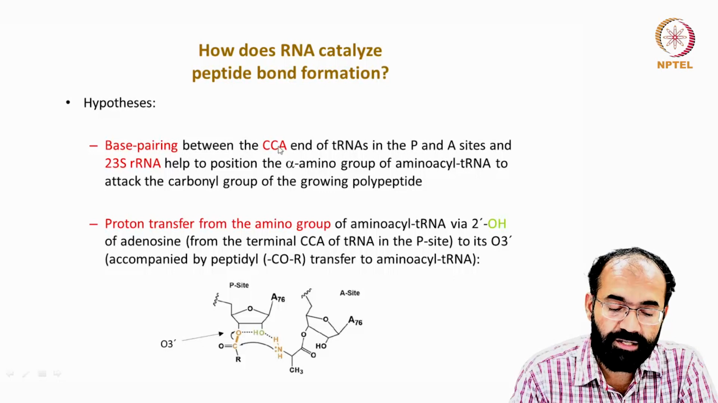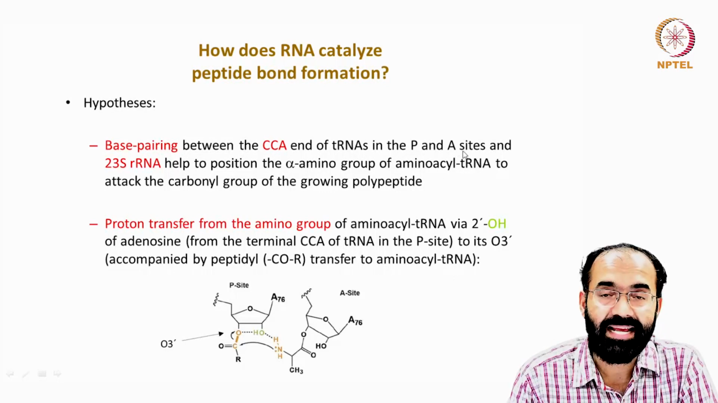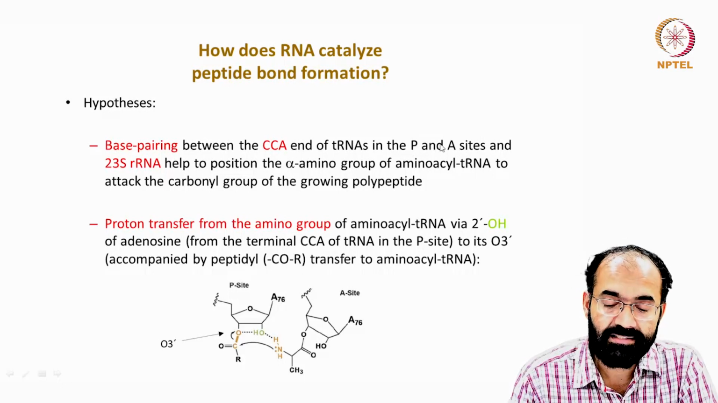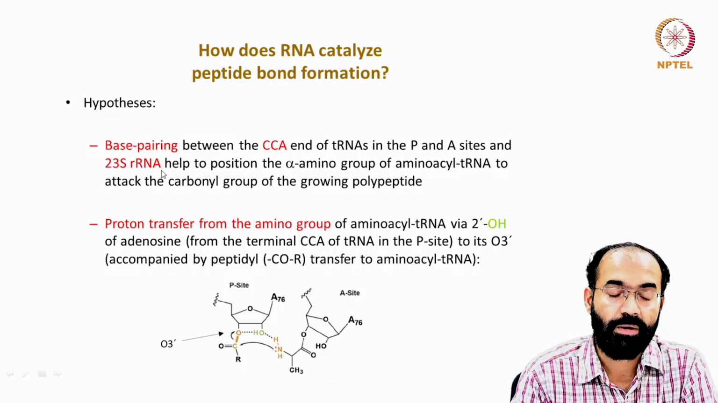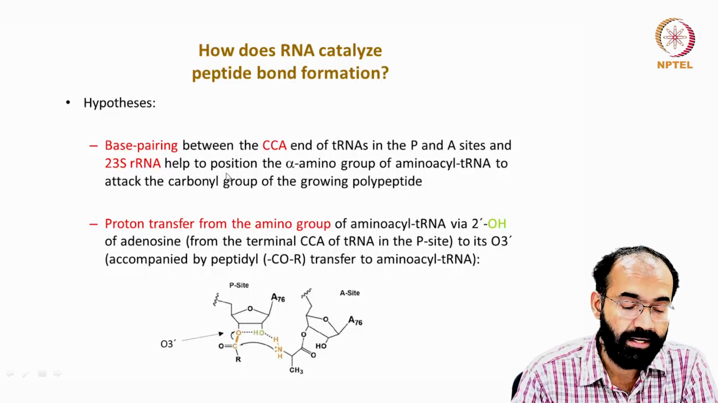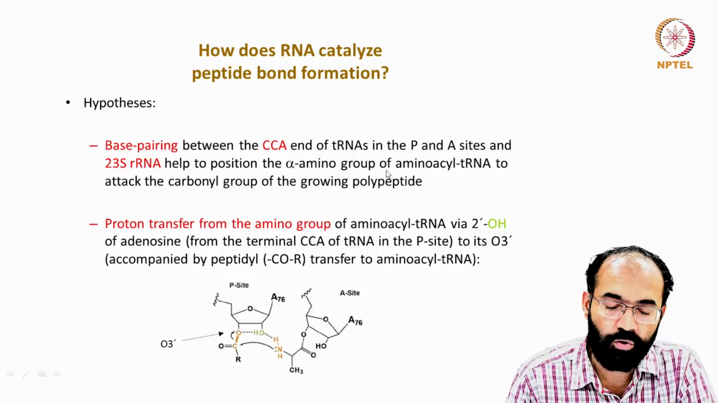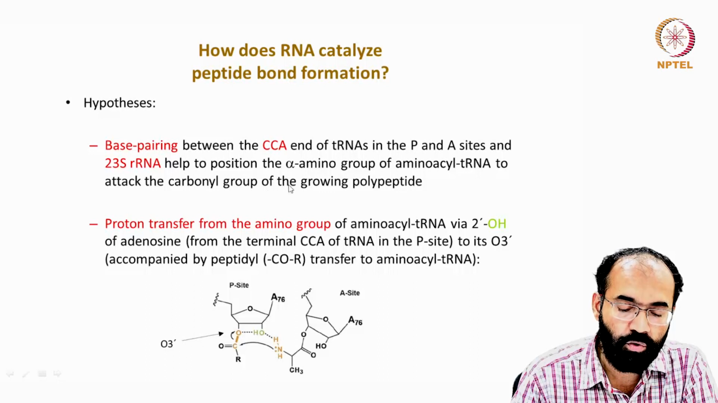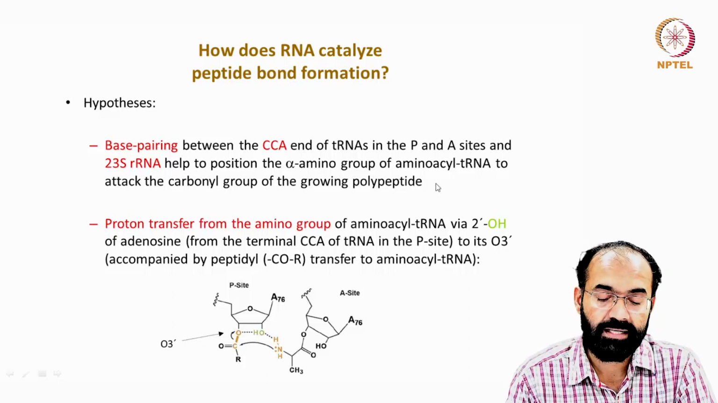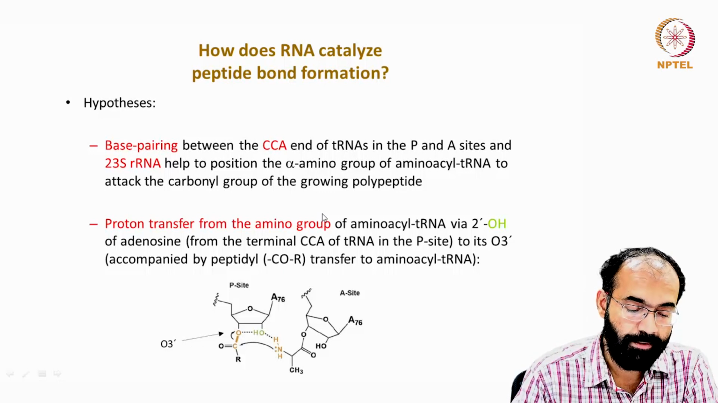So the base pairing between the CCA end of the tRNA in the P and A site. Remember, P is the peptidyl site and A is the acceptor site. And the 23S ribosomal RNA, which is part of the ribosome itself, helps in the positioning of the alpha amino group of the amino acid tRNA to attack the carbonyl group of the growing polypeptide. So this is the chemistry that happens during the peptide bond formation.